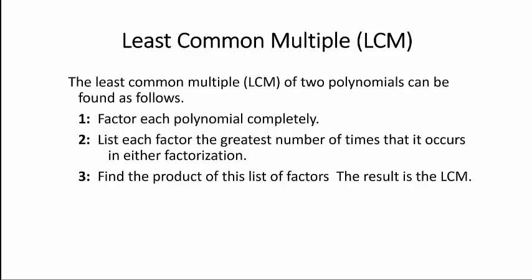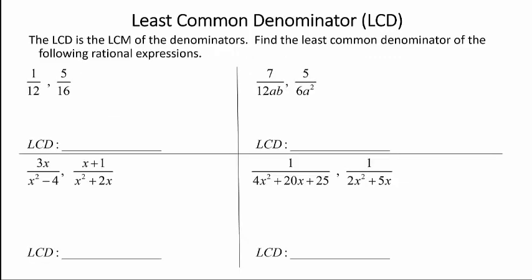So I've got a few directions here for us. When we're looking at polynomials, or even just numbers, the least common multiple, or LCM, of two polynomials can be found by factoring each polynomial completely and then listing each factor the greatest number of times it occurs in either factorization. So you want to make sure you include all the factors, and if there's an x squared and an x, then the x squared is the one that you would include in the LCD. Then find the product of all of those things and list that as the LCM. Okay, so let's give this a shot.